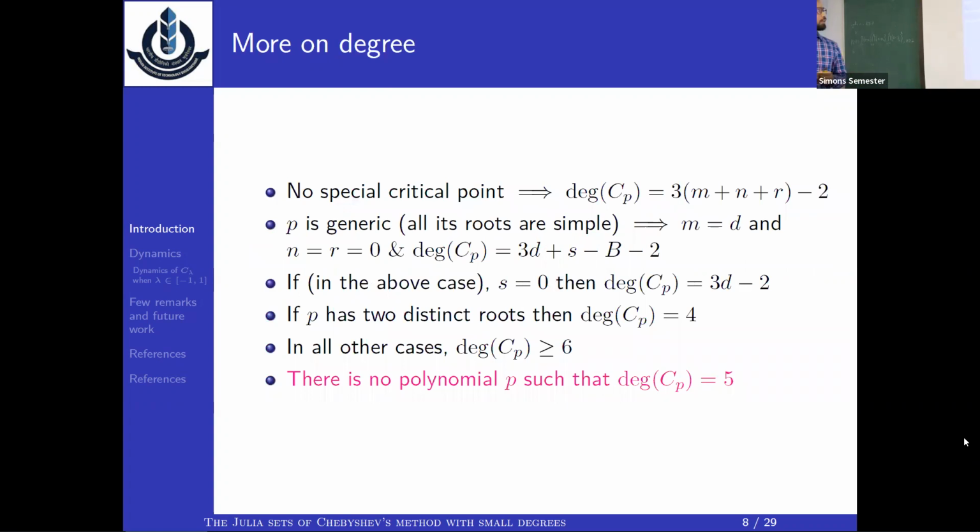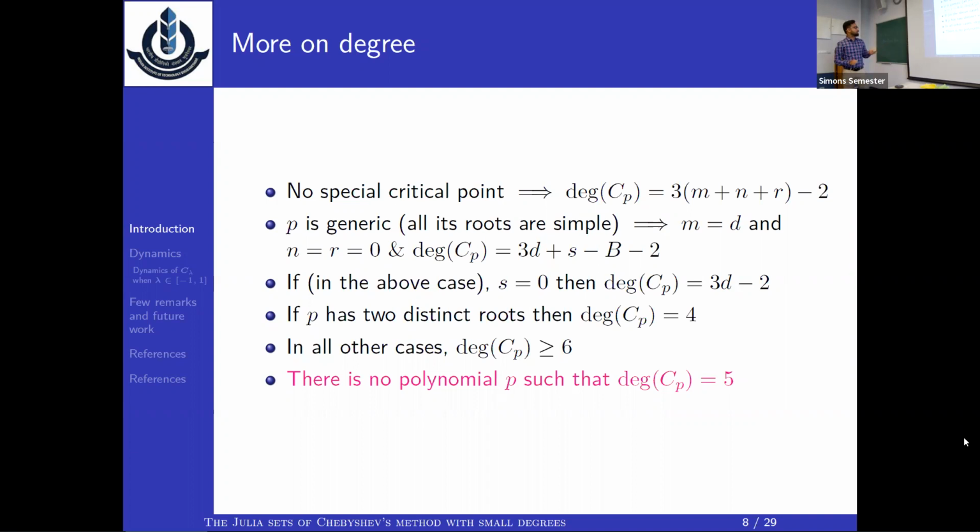There is some information about the degree of CP. If S is equal to 0, therefore B is equal to 0, then the degree of CP will be 3 into m plus n plus r minus 2. Now, if we consider a generic polynomial, meaning having no multiple roots, in this case m plus n plus r equals d, actually, so n equals 0, r equals 0. In this case, the degree should be 3d plus s minus b minus 2. So if we consider a generic polynomial without a special critical point, the degree should be 3d minus 2, and this is the maximal possible degree of CP.